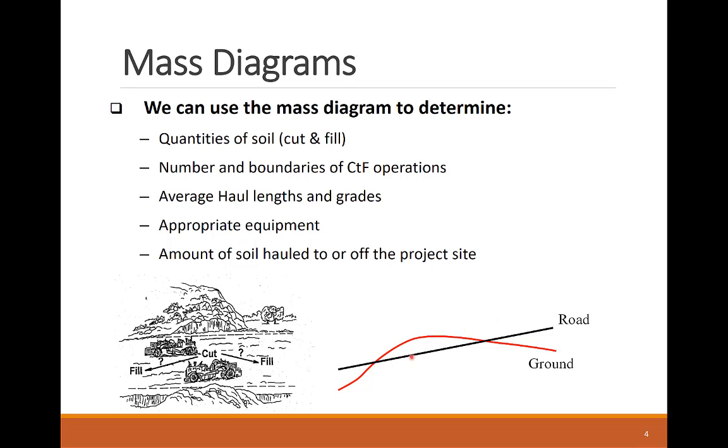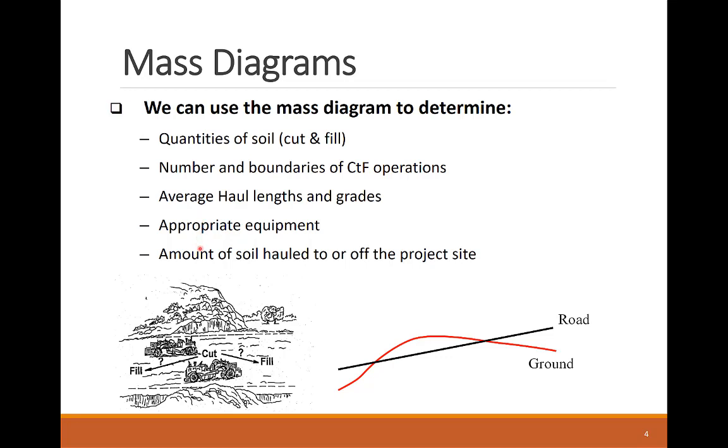to the right area. For each identified CTF operation, the mass diagram will help calculating the average haul lengths and grades of the earth-moving equipment. This information is critical to match the different earth-moving equipment, like dozers, scrapers, and trucks, to their appropriate haul distances to end up with an economical operation.